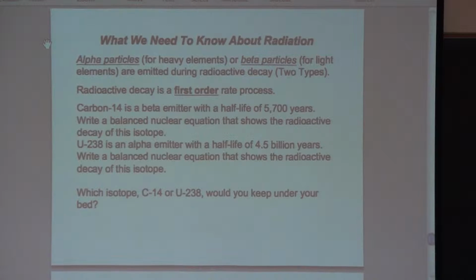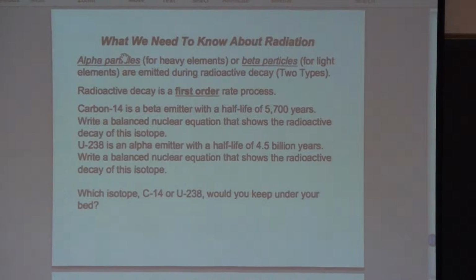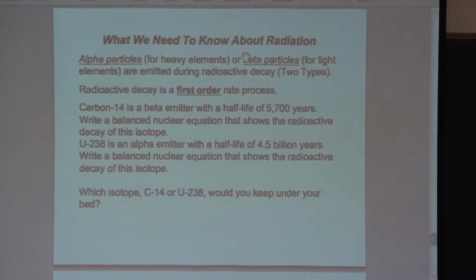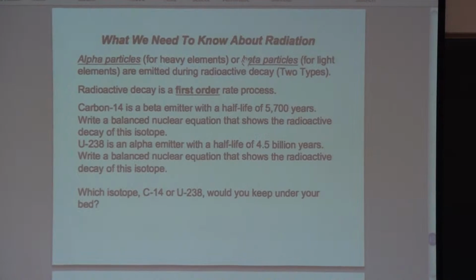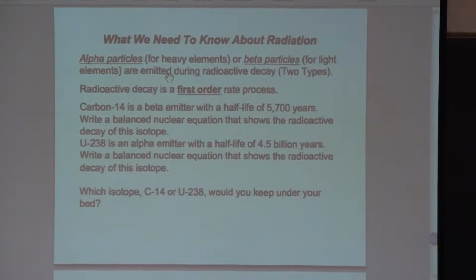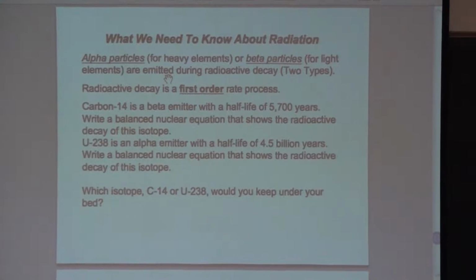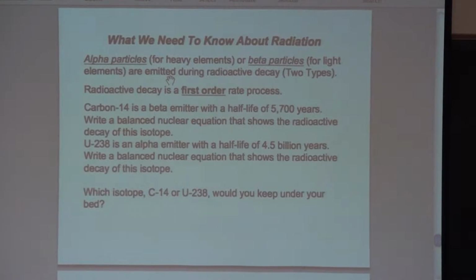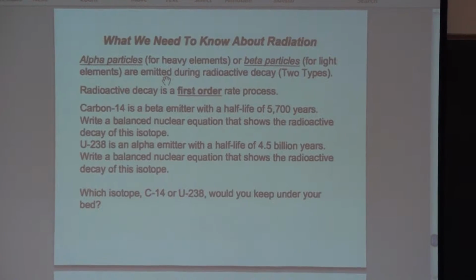Now, alpha particles or beta particles are emitted during radioactive decay. So for the heavy elements, those are the alpha emitters. For the lighter elements, those are the beta emitters. In regard to reaction rates, radioactive decay is a first order rate process. So if you have a first order, you look at reaction rates.